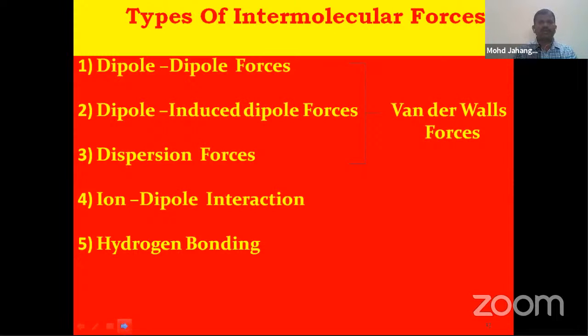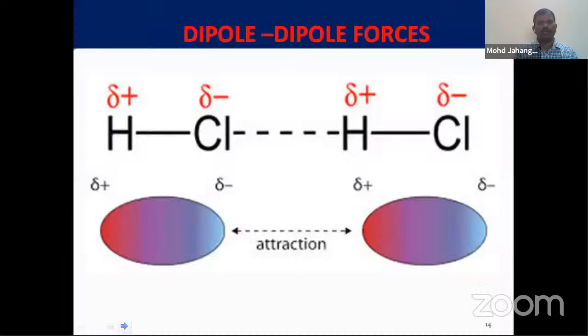The first type of intermolecular forces is dipole-dipole forces. Children, students, what do you mean by dipole? Di means two. Pole means what? In chemistry, the poles are nothing but positive and negative charges, partially positive and negative charges, like dipole.